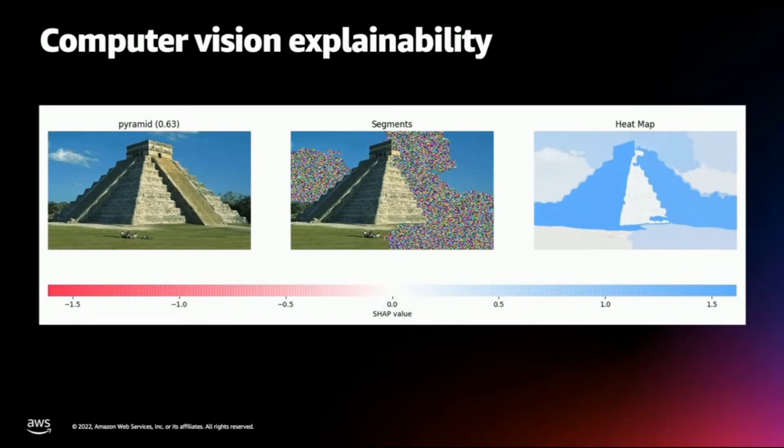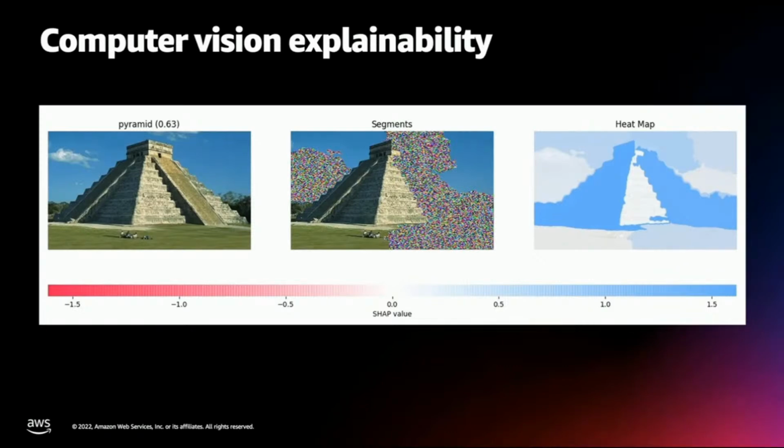And in this case, you can kind of see that the sides of the pyramid contribute the most, and that does match our intuition as well about why this is seen as a pyramid. So as a result of this explanation, you could say that our trust in the model has increased in the process.